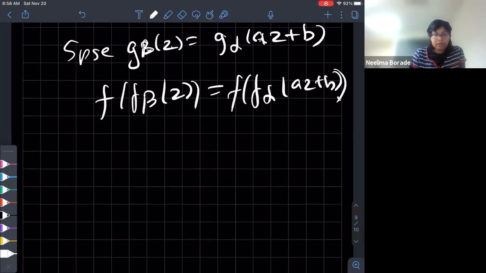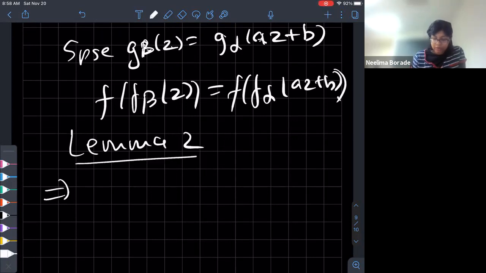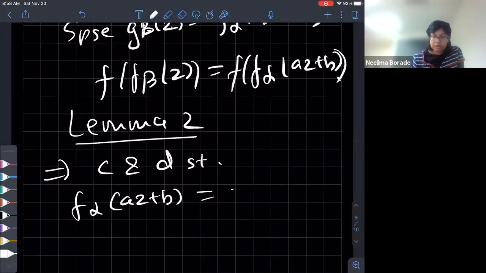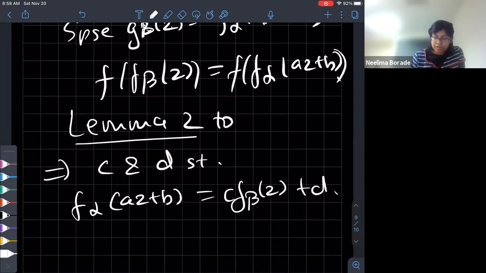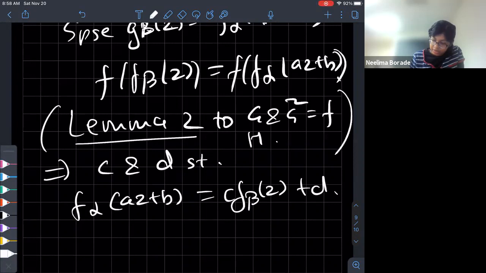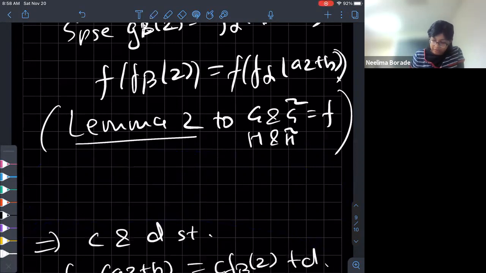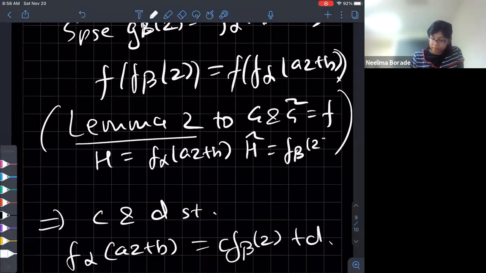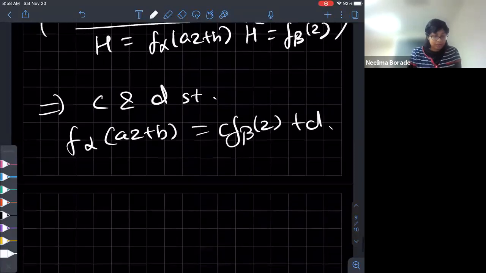And then from here, we may apply lemma 2, which will give us that there exist C and D such that f alpha of az plus b is C f beta z plus D. So we apply lemma 2 to G and G twiddle equals F, and H and H twiddle, F alpha and F beta. Let's see. Right. H is F alpha, H twiddle is F beta. Okay, so this gives you this relation between the Fs.